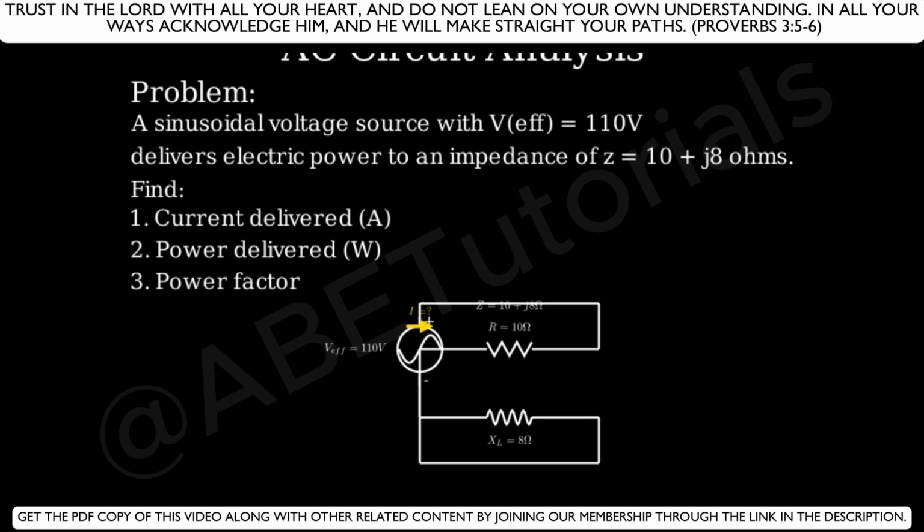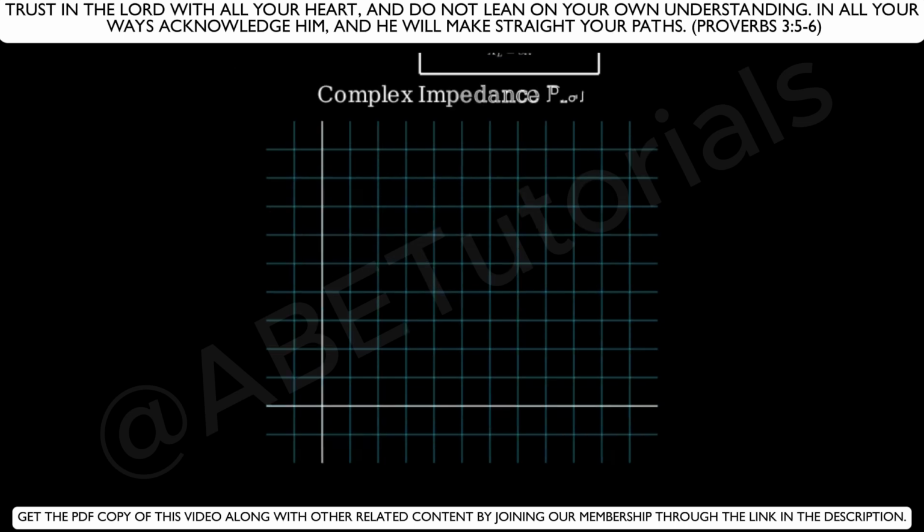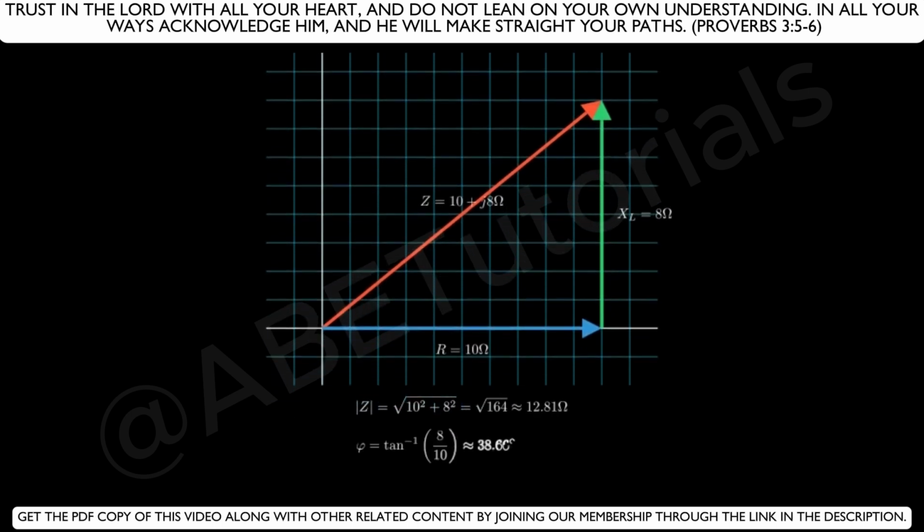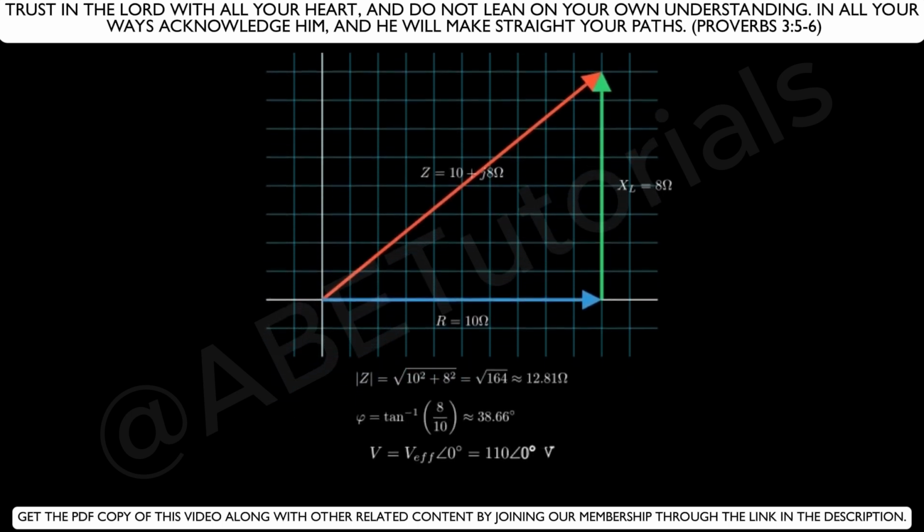To solve this problem, we'll need to work with complex numbers to represent our impedance and the sinusoidal voltage and current. Let's first understand the impedance. The impedance Z equals 10 plus J8 ohms, where 10 is the resistance R and 8 is the inductive reactance X_L. We'll represent our voltage as a phasor with the effective value of 110 volts and an angle of 0 degrees, since we can choose the voltage as our reference phase.